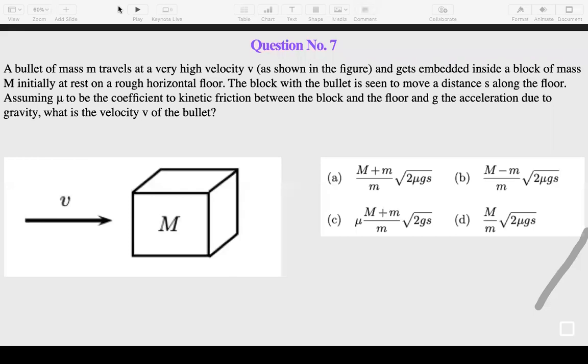Remember that wherever there is a displacement in kinetics, we have to use the work energy principle. So here we can't use only one principle. Up to impact, we use the conservation of momentum principle, and after impact, we use the work energy principle. So remember this. Now, how to solve this problem?